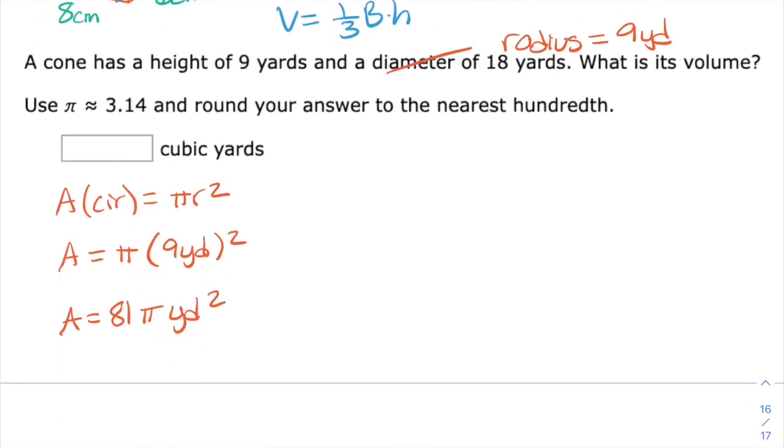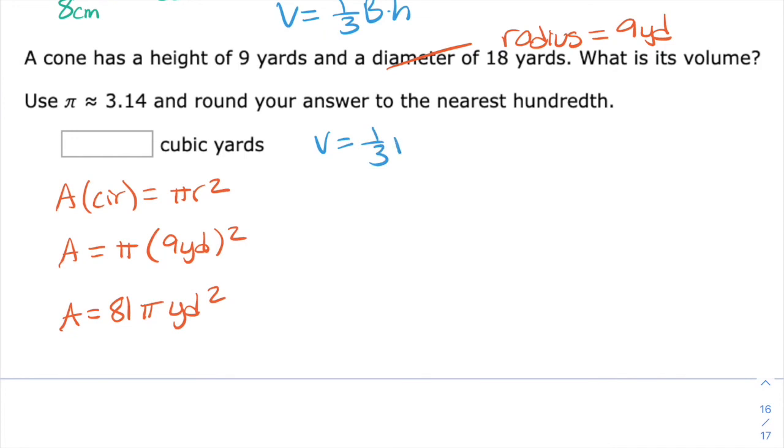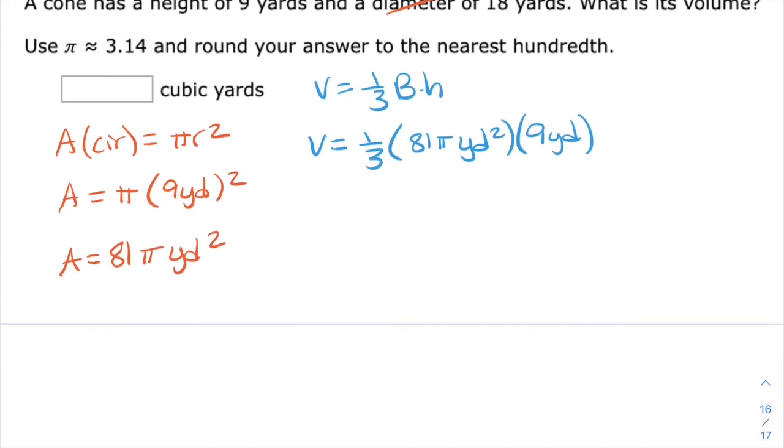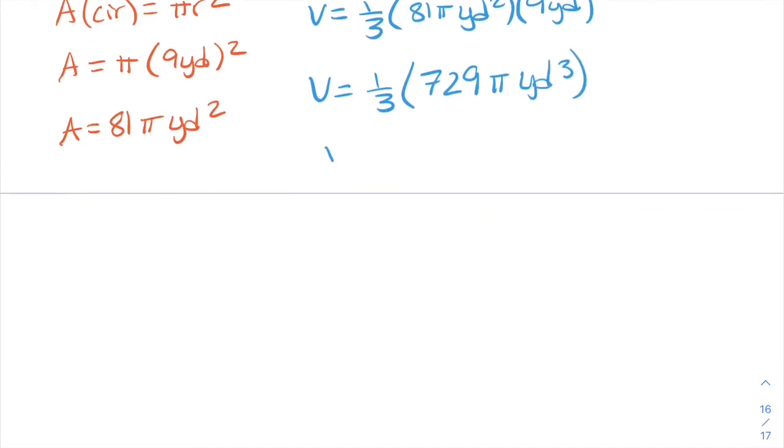Volume is 1/3 base times height. So volume is 1/3, 81 pi yards squared times a height of 9 yards. So these are all 9 right around. So 1/3, 81 times 9 is 729 pi yards cubed. And the third of that is 243 pi yards cubed. Exactly.